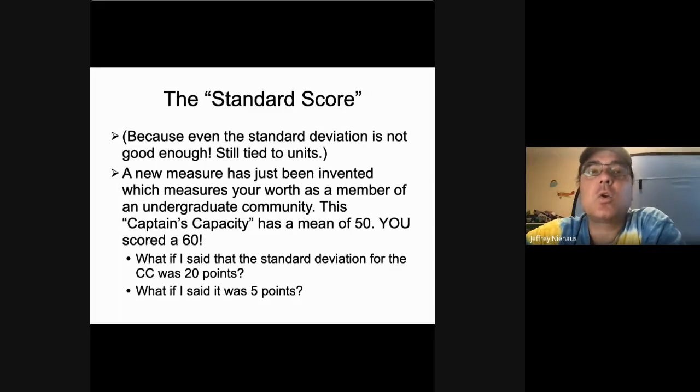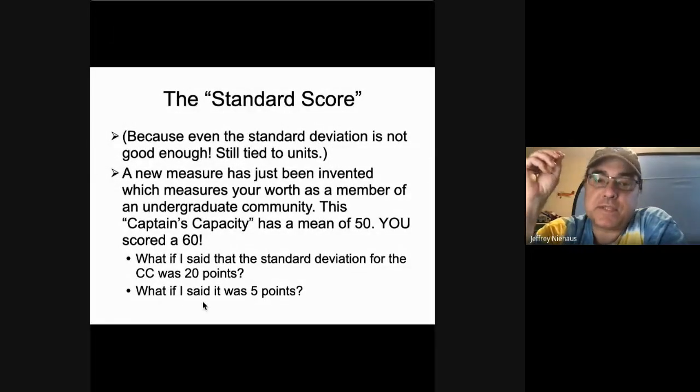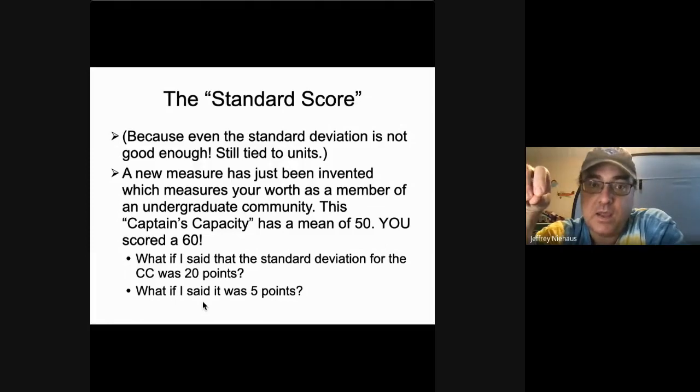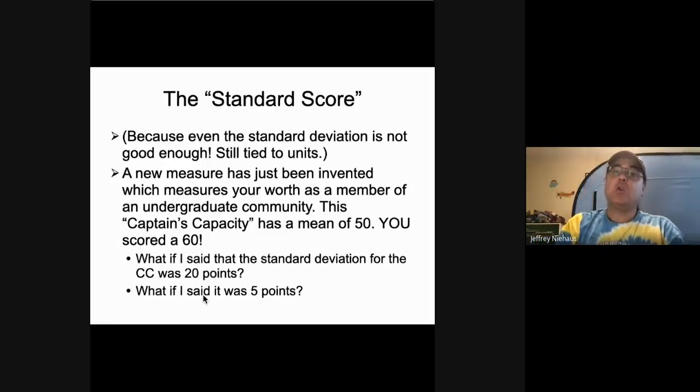Correct. It is more impressive if the standard deviation is 5 points and you're 10 points above than if the standard deviation is 20 points and you're 10 points above. The reason is that if the standard deviation is 20 points, your score is only half a standard deviation above the mean. But if the standard deviation is 5, your 10 points represent 2 standard deviations above the mean. That is to say, you differ from the mean twice as much as the typical person.